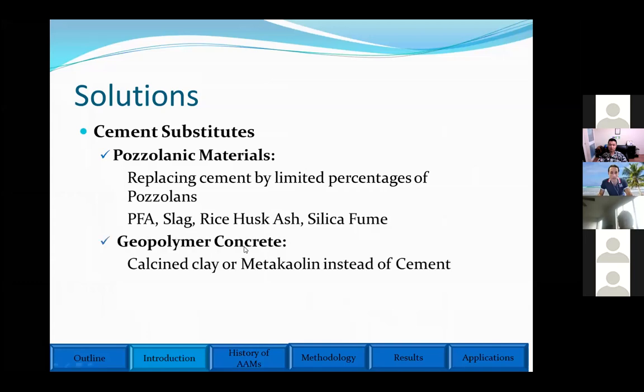Geopolymer concrete is a type of material in which we don't use cement anymore. But the key point is that for producing geopolymer concrete, we need something that has pure silica and alumina in it. Then we can get something like ceramic, something very strong. But these materials are not cheap.